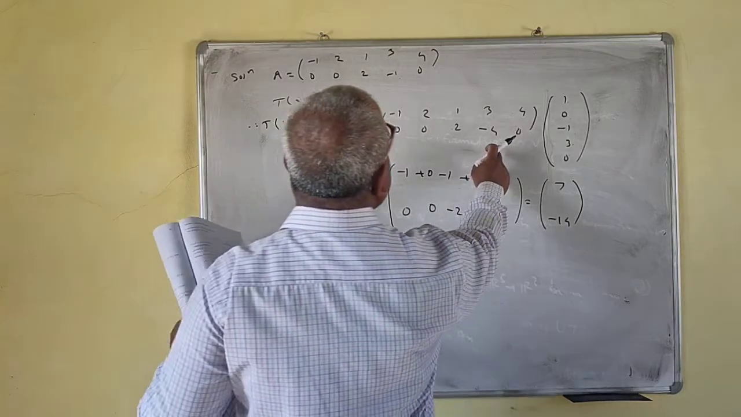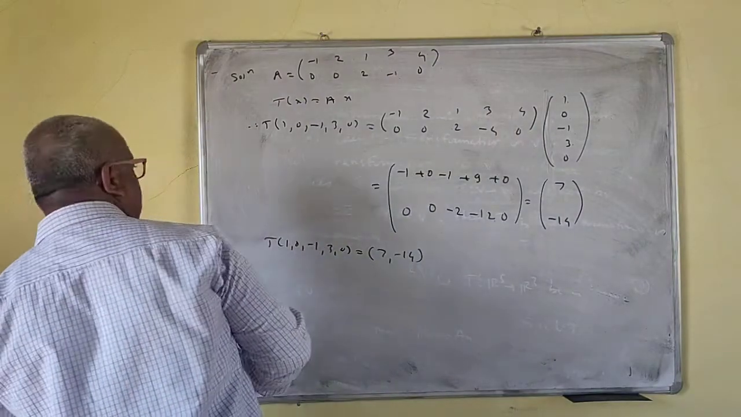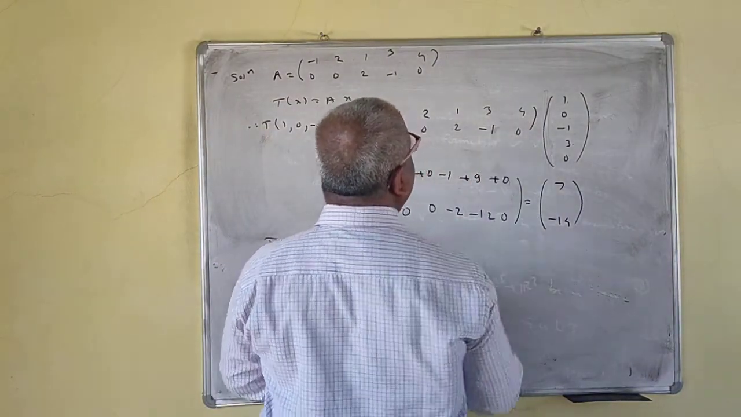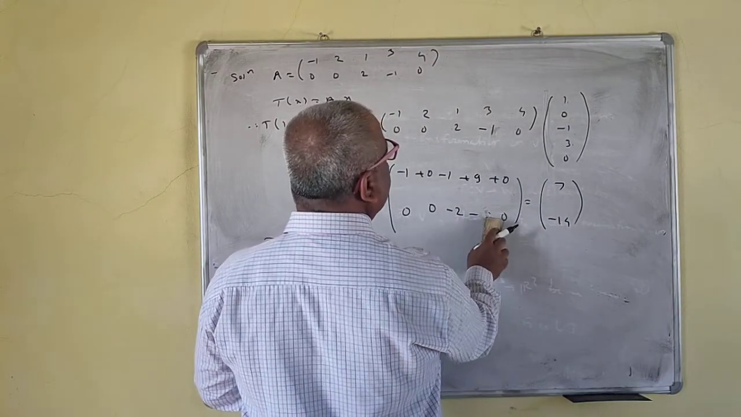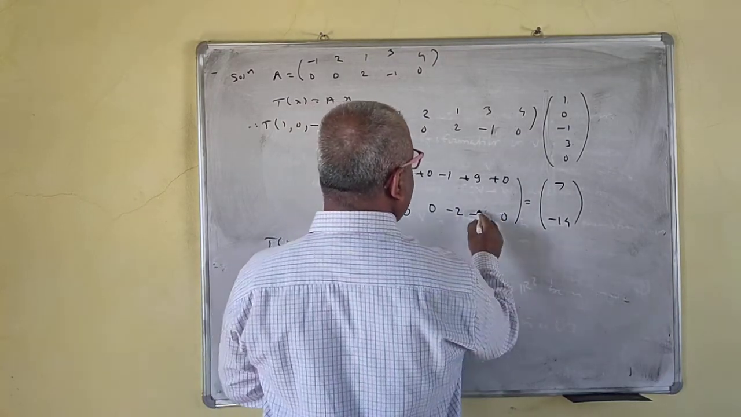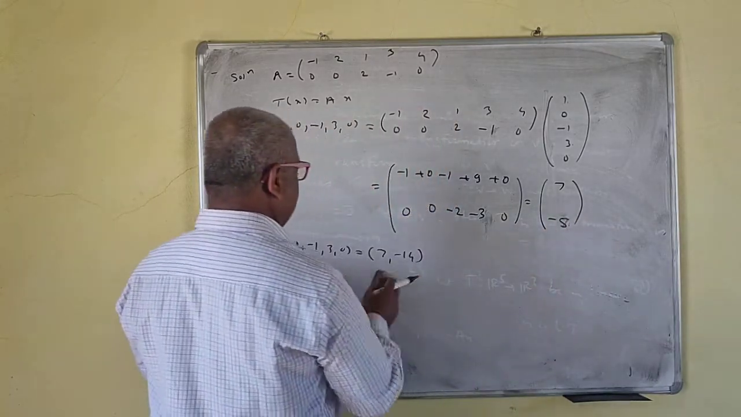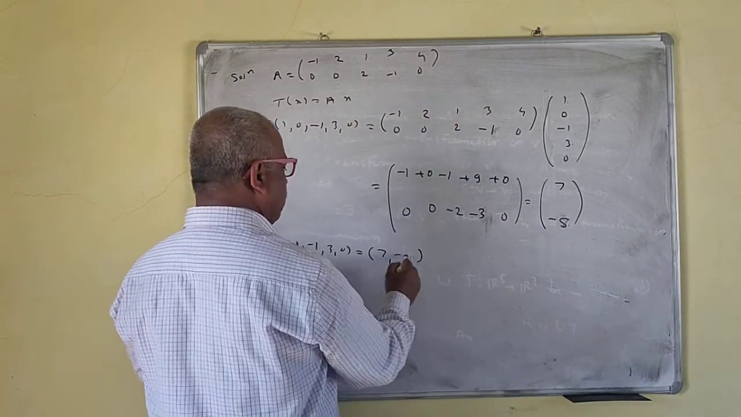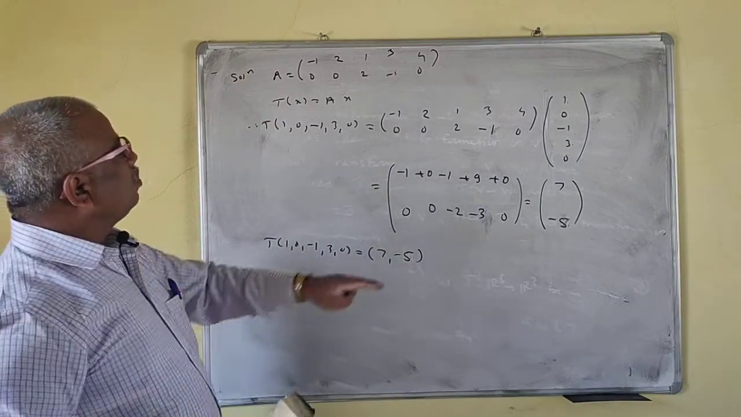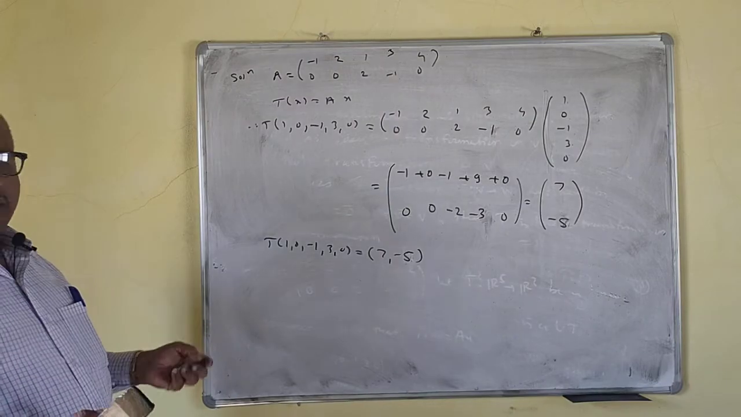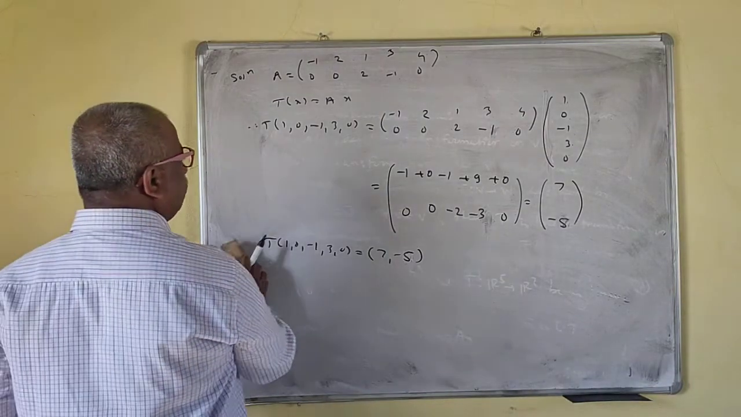Oh, so this is not minus 4, this is minus 1, this is minus 1, so this is not minus 12, then this is minus 3, so this is what, then minus 5, this is minus 5, so this is 7 minus 5. Okay, so this was the minus 1. Because of this, you have to take care of each and every entry of this. I hope that you understand this one.